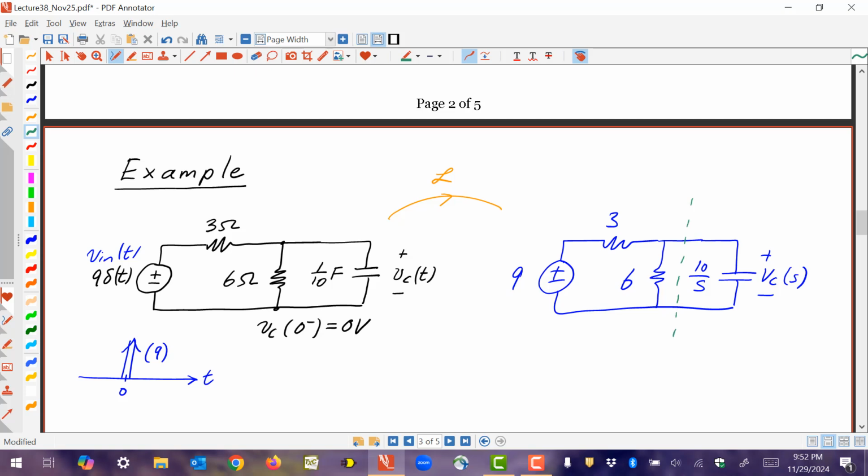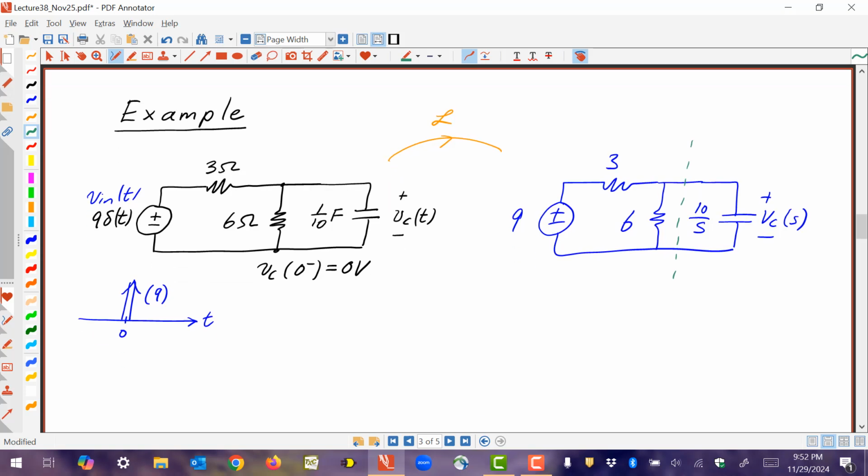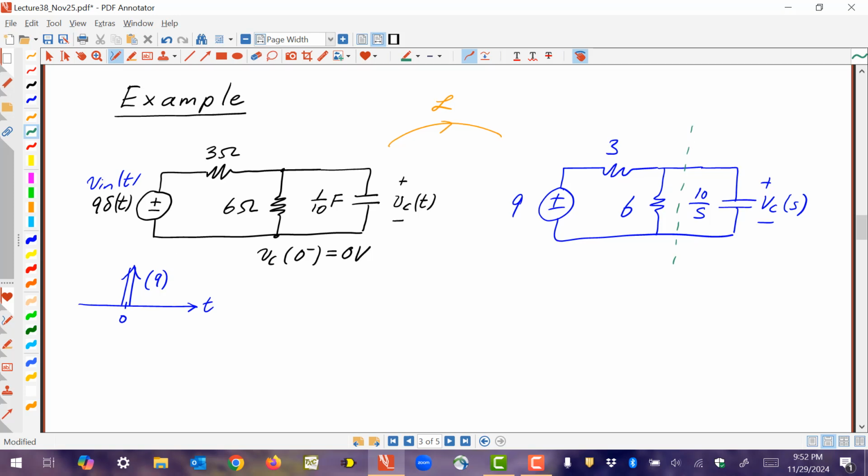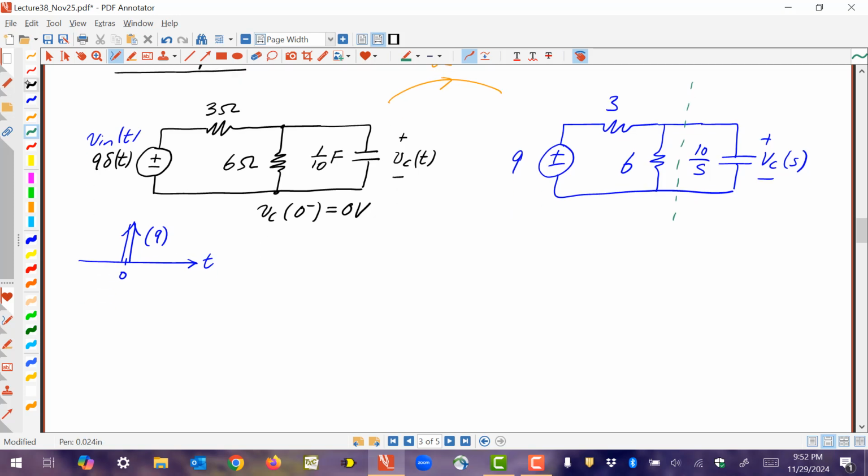First starting with 9 and the 3. 9 volt source, or 9 volt second source, you could say, and the 3 ohm resistor, right? So we can source transform that. Let's do that. So if we do that, then that goes to this circuit right here, right? So 9 over 3 becomes a current source of value 3. 3 ohm becomes in parallel, and then we get the 6 ohm, and of course we have 10 over S here.